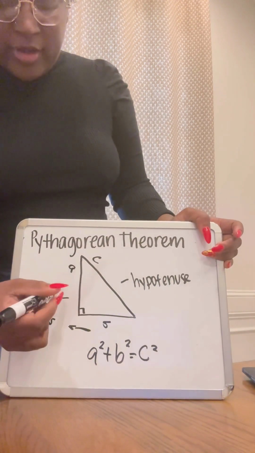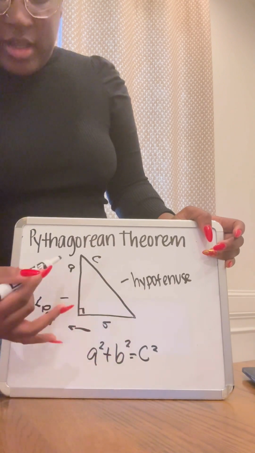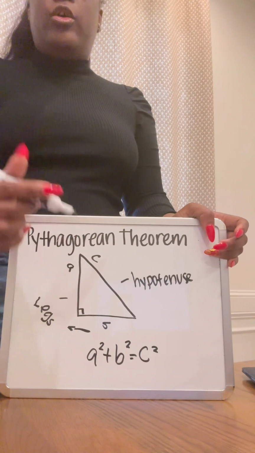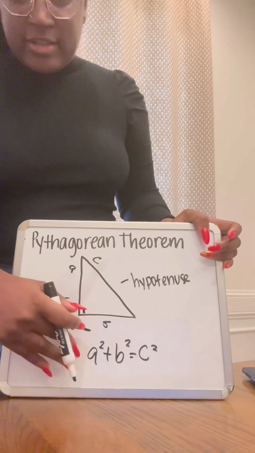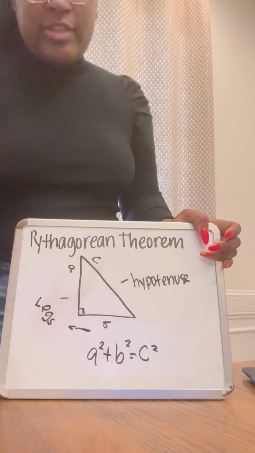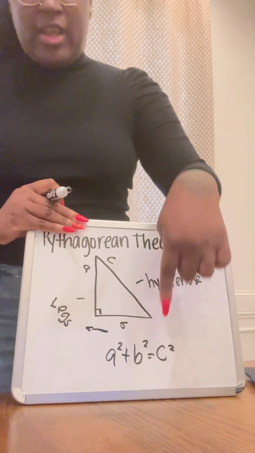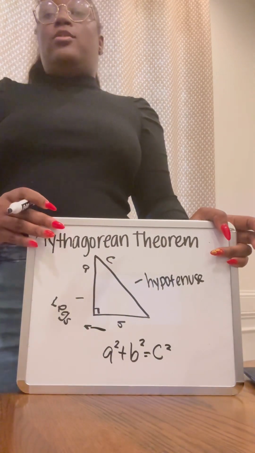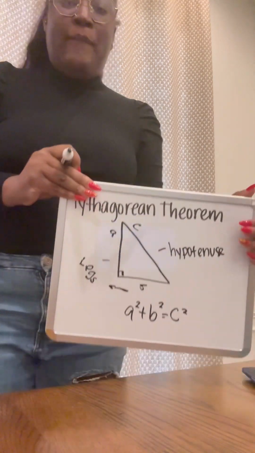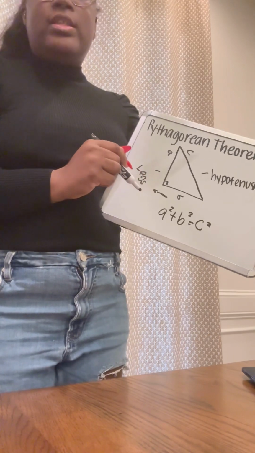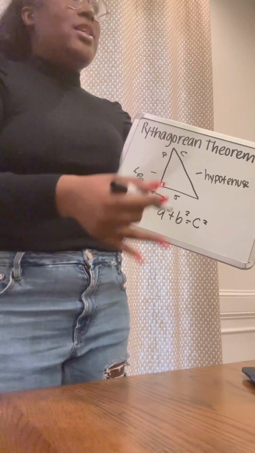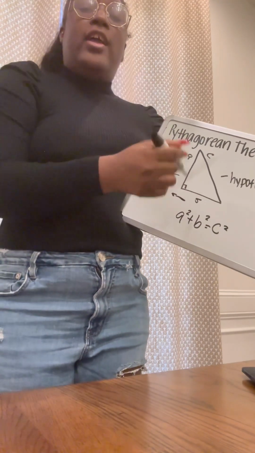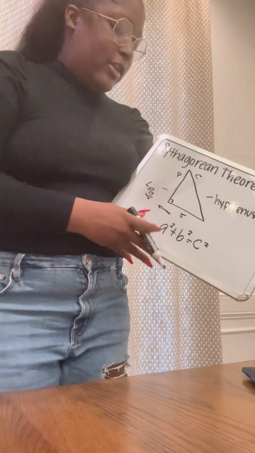So depending on which of these letters have the length to the side, you're going to plug those numbers into the corresponding letters in the theorem, and then you're going to use that to find the length of the missing letter. Okay, so we're going to do an example, okay? So I'm going to plug in some numbers for two of the sides, and I'm going to leave one of the sides missing. So we're going to use the Pythagorean theorem to find the length of that missing side, okay?